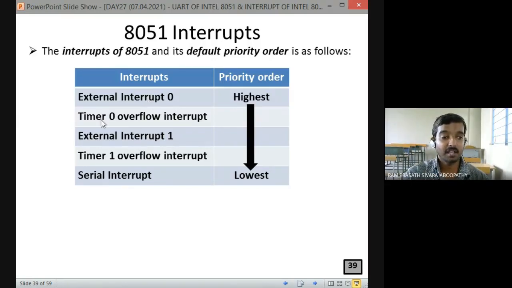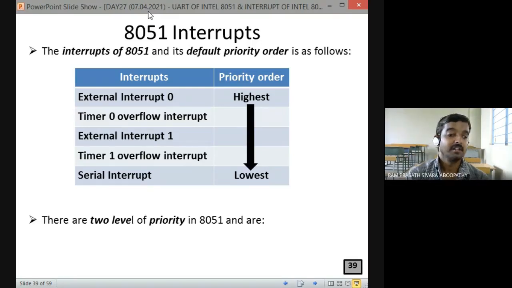External interrupt 0, timer 0 overflow interrupt, external interrupt 1, timer 1 overflow interrupt, then finally serial interrupt. Okay. Kindly take a screenshot of this. So this is the default priority order. Which interrupt is going to have the highest priority? Yes, external interrupt 0. Which interrupt is going to have the lowest priority? Which interrupt is going to have the very lowest priority? Yes, very good. Serial interrupt.